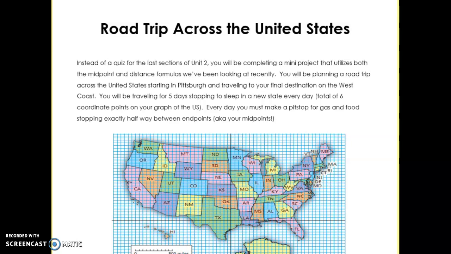We're going to start in Pittsburgh, and we're all going to pick a destination on the West Coast of your own choice. Then we're going to be traveling for 5 days, stopping along, having some sightseeing, and then stopping in the middle each day around noon for some gas and some food. So that would be your midpoint. So that's kind of just a brief overview of the project.